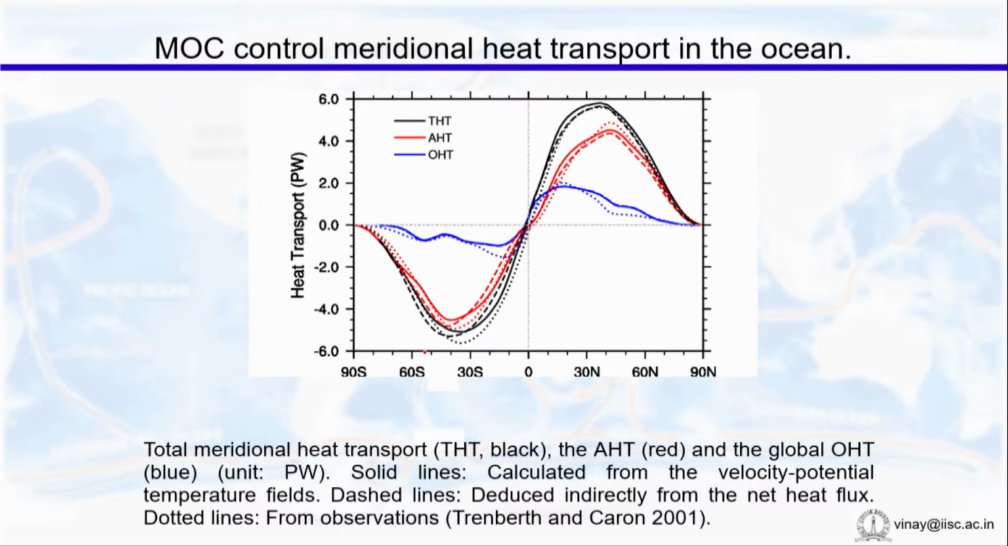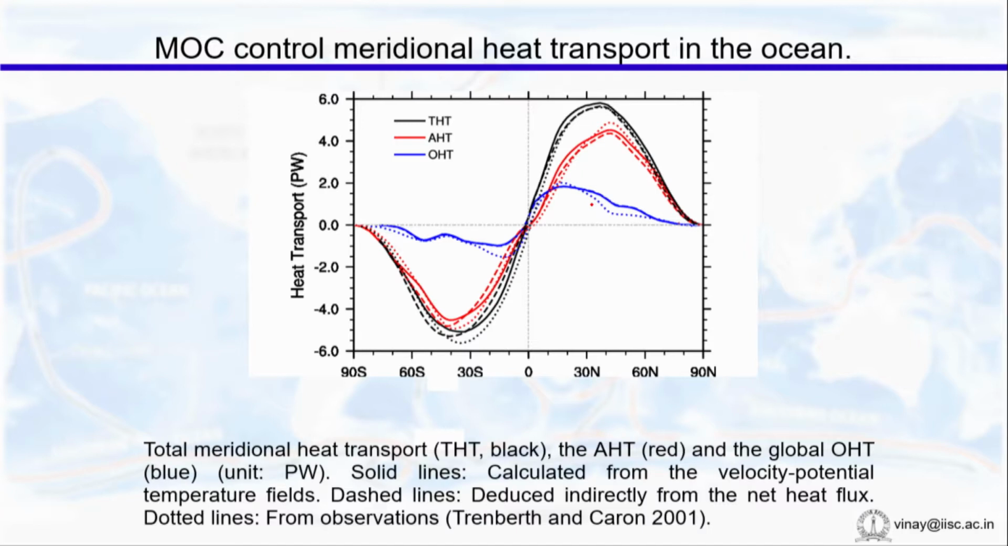These are all zonally integrated quantities, and what is plotted here is a transport of heat in petawatts, PW, that's 10 to the power 15 watts. The positive values indicate northward transport and negative values indicate southward transport. There are three curves here, three colors. One is black, which shows total heat transport. The red curve shows the heat transport by the atmosphere, and the blue curve shows the heat transport by the oceans. There is a large amount of heat transport happening by the ocean circulation in both hemispheres. There is transport of heat towards higher latitudes.